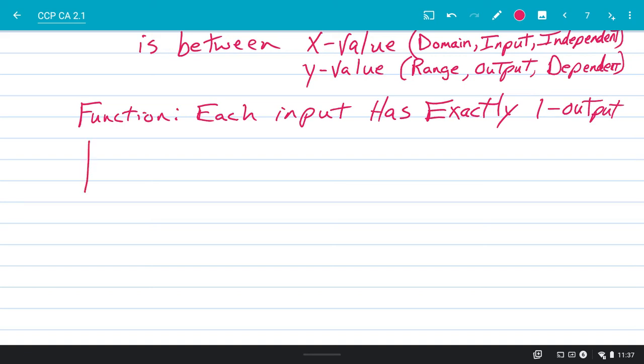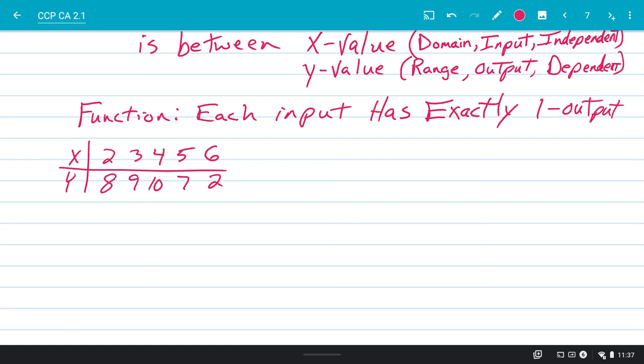Let's look at a lazy table. X and Y. 2, 3, 4, 5, 6, 8, 9, 10, 7, 2. Is this a function? Is this table of data I just gave you a function? Yes, it is. Why? Because each input has exactly one output.